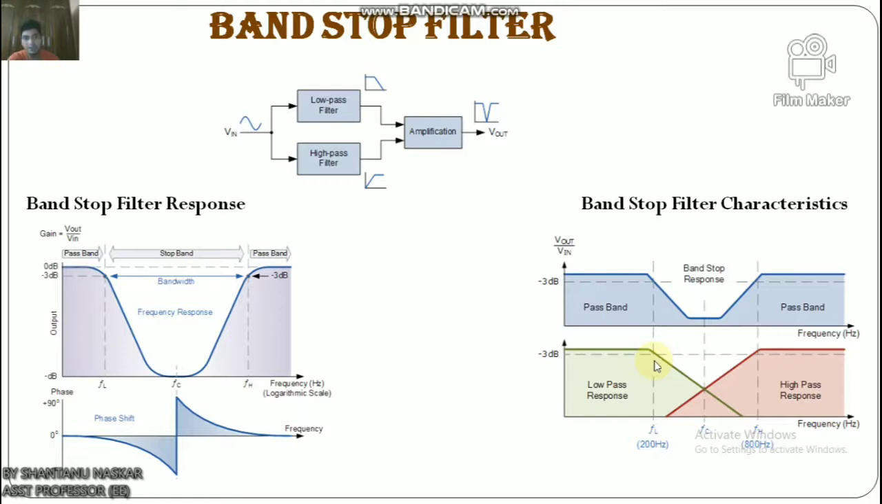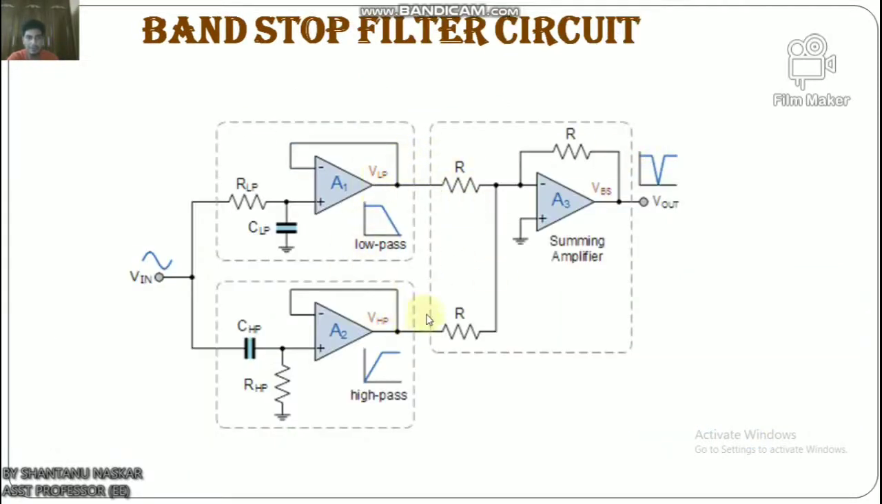The output from these two filter circuits is then summed using a third operational amplifier connected as a voltage summer, which is shown in this figure. Look at this figure. The use of an operational amplifier here within the band stop filter design also allows us to introduce a voltage gain into the basic filter circuit.